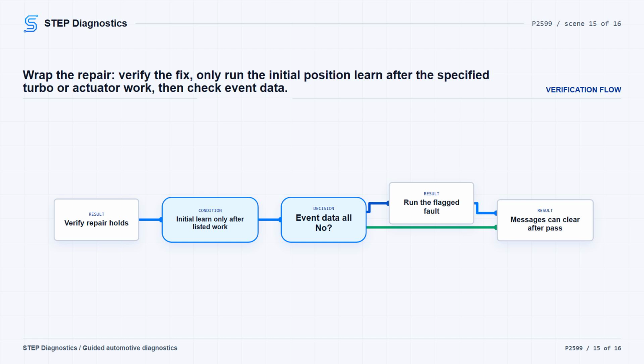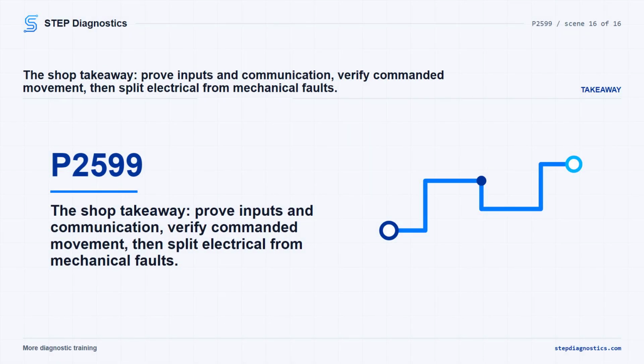There is also an event data check tied to emission-related driver messages and speed limitation. With the vehicle in service mode, the exhaust gas recirculation system malfunction warning event data should all display no. If an event parameter still displays yes, run the vehicle under the operating conditions for the fault identified by that event data, so it can run and pass. That may require driving the vehicle before the message or speed limitation clears.